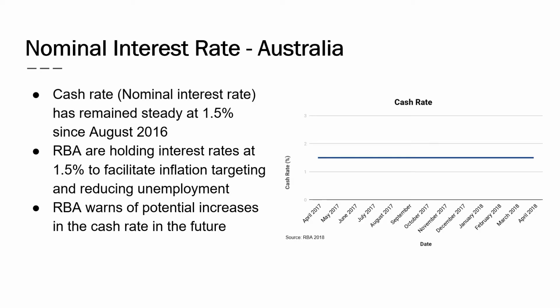The cash rate of Australia, or nominal interest rate, has remained steady at 1.5% since August 2016. The RBA have decided to hold at this interest rate to facilitate inflation targeting policy and reducing unemployment. However, they do warn of potential increases in the cash rate in the future. However, for currency speculation for the short term, this is not something we need to worry about.